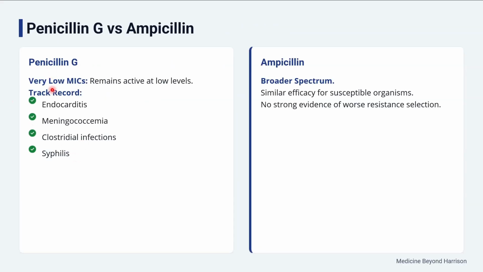When compared to ampicillin, penicillin G has a very low MIC, so it remains active even at low levels. It has a great track record against endocarditis, meningococcemia, Clostridial infections, and syphilis. Ampicillin is again broad spectrum, with similar efficacy for susceptible organisms, but no strong evidence for persistent selection. In fact, nowadays ampicillin is preferred. It is a better drug compared to penicillin G.